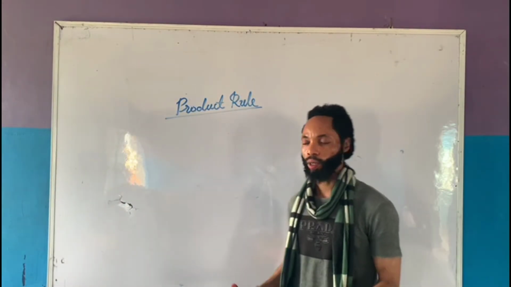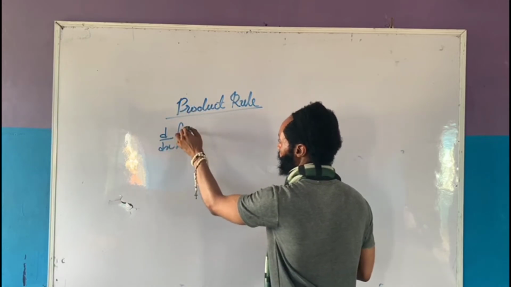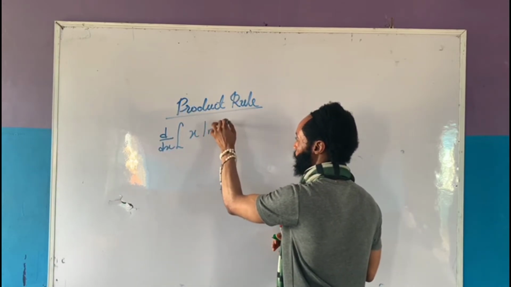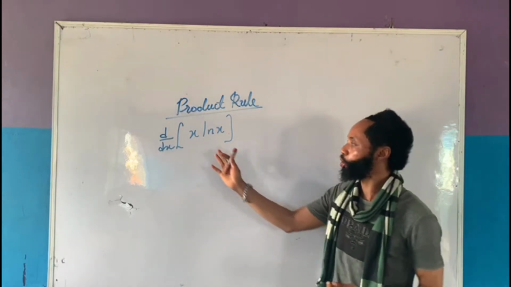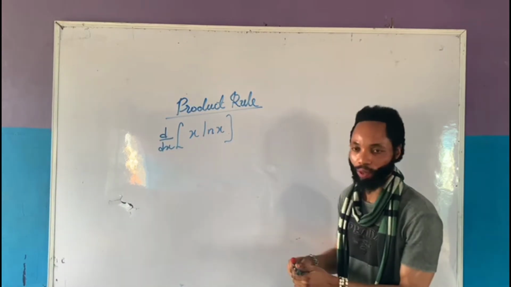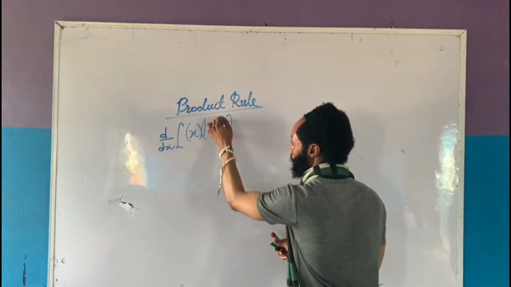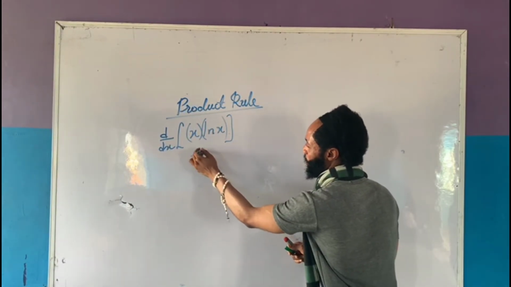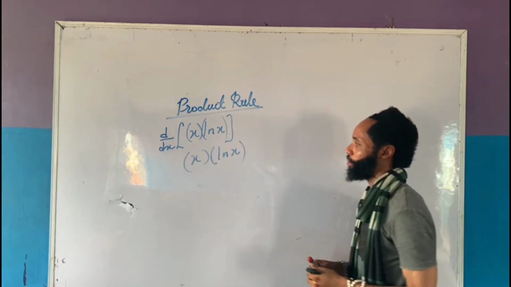Okay, we want to take another question. d dx of x ln x. Differentiating this, the same product rule question. We have to break it down like this. This and this. That means we have x multiplying what? ln x. That's what we have there.